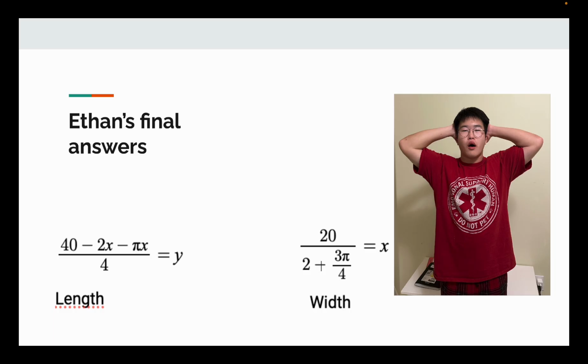So Ethan's final answers are 40 minus 2x minus pi x all over 4 as the length, and 20 over 2 plus 3 pi over 4 as the width.